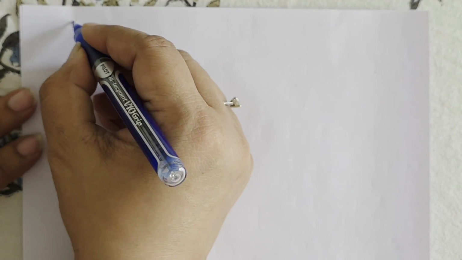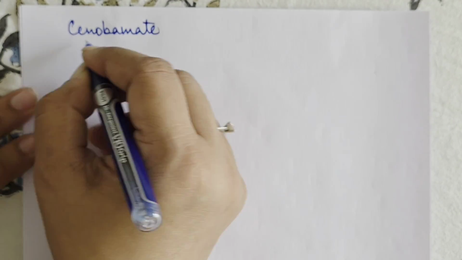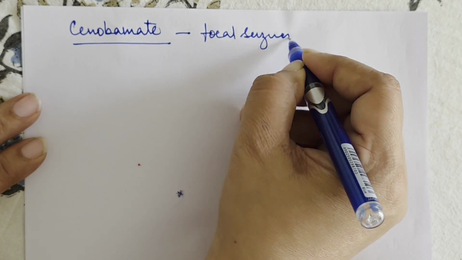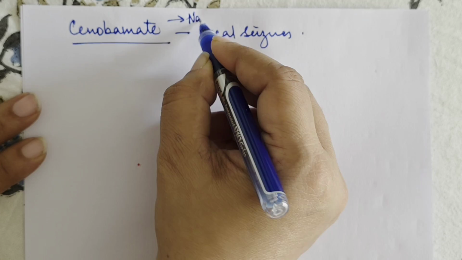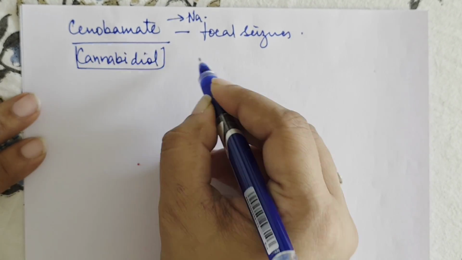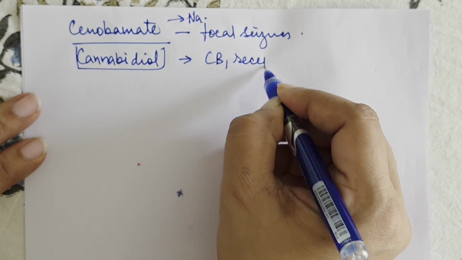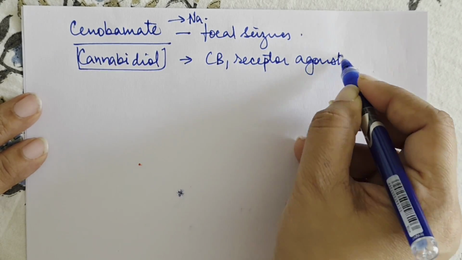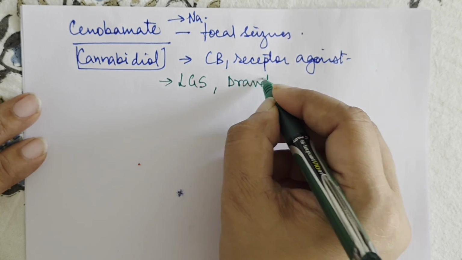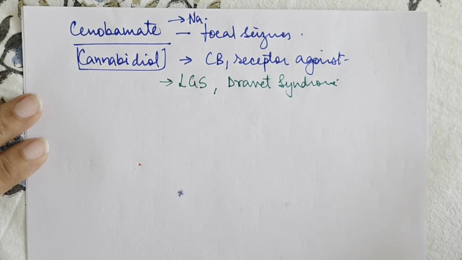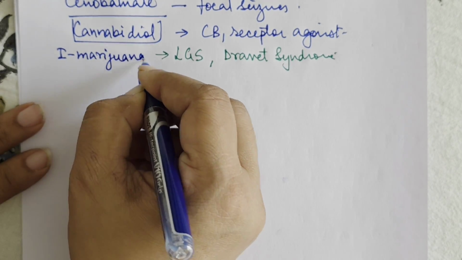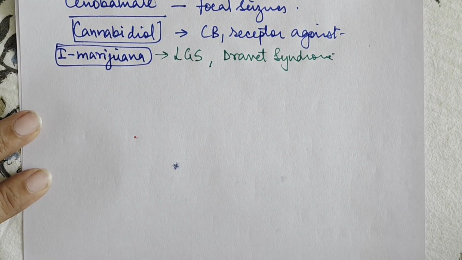Then there is a new drug which is cenobamate. जैसे felbamate होता है ना, तो cenobamate is also used for focal seizures. Felbamate तो NMDA के ऊपर act करता है. This acts only on sodium channels. Then another new drug, that is cannabidiol. Now this cannabidiol is a CB1 receptor agonist. Now this cannabidiol is also used for Lennox-Gastaut syndrome. It is also used for Dravet syndrome. Right? It is the first drug approved which is having marijuana derivatives. First FDA approved drug containing this.